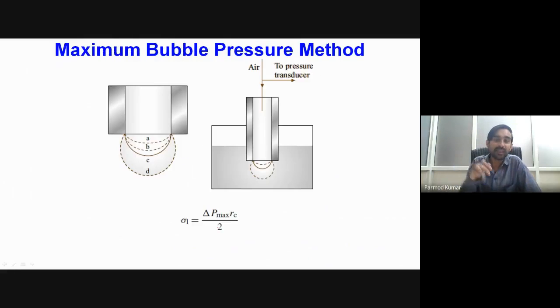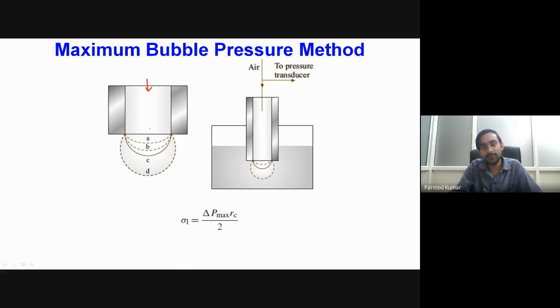Then we have another very simple method for measurement of the surface tension, and this particular method is called the maximum bubble pressure method. In this method, we have a capillary, and at the top end of the capillary, we use some device in order to add the fluid.